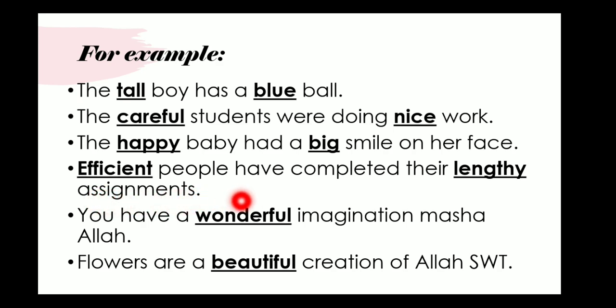You have a wonderful imagination, mashallah. So what kind of imagination do you have? Wonderful. Flowers are a beautiful creation of Allah subhanahu wa ta'ala. So what kind of creation are flowers? They are a beautiful creation of Allah subhanahu wa ta'ala. So all of these are different types of adjectives. They talk about color, they talk about size, they talk about the quality of the noun. So this is what adjectives do in a sentence.